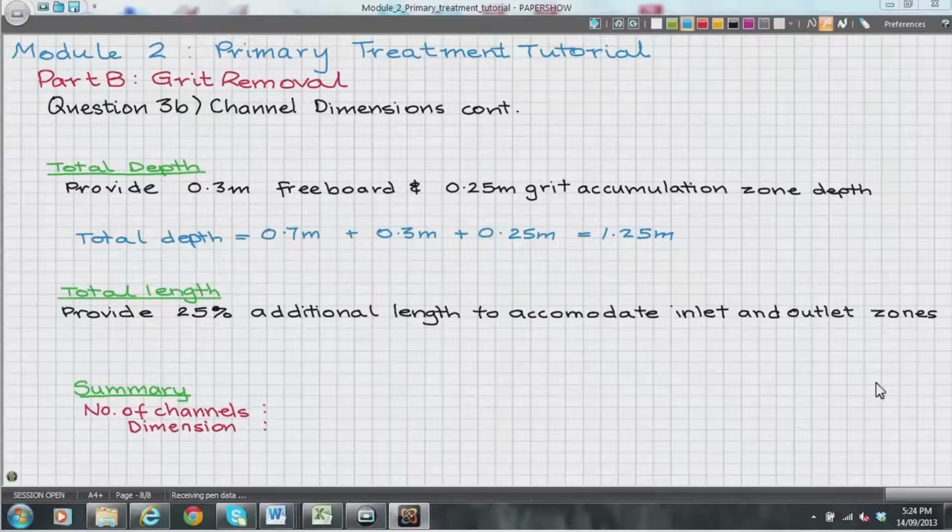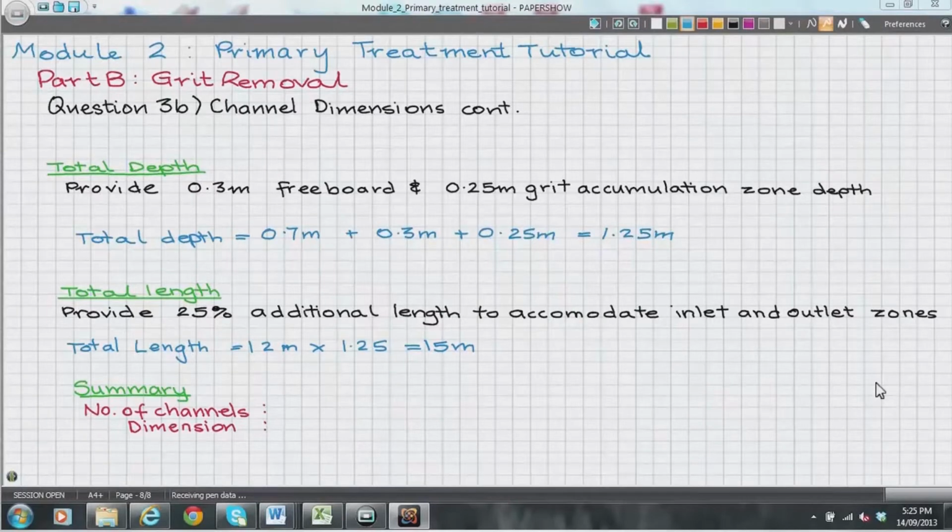Furthermore, it was given in the question that we should provide an additional length of 25% for the inlet and outlet zones. The total length is thus 12 meters times 1.25, which gives us a length of 15 meters.